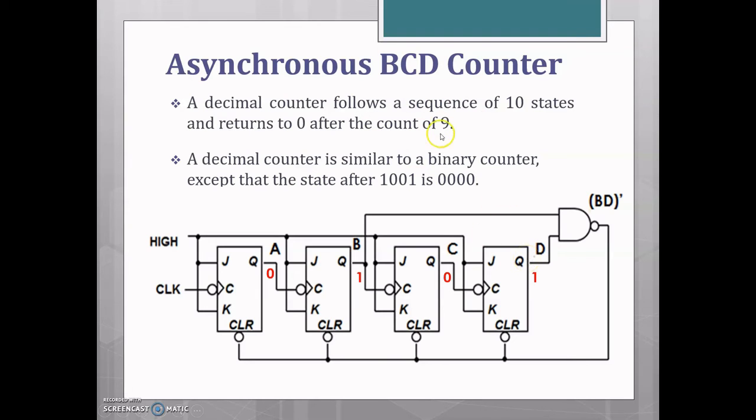So when it reaches 10, that is 1 0 1 0, the circuit should reset it to 0. This can be done by using a NAND gate. The inputs of the NAND gate are given from D as well as B. So when both B and D are equal to 1, the output of the NAND gate will be equal to 0. That 0 is given as the input for the clear input. Clear is active low. So when it receives 0, the circuit will be cleared. So it will reach the state 0 0 0 0.